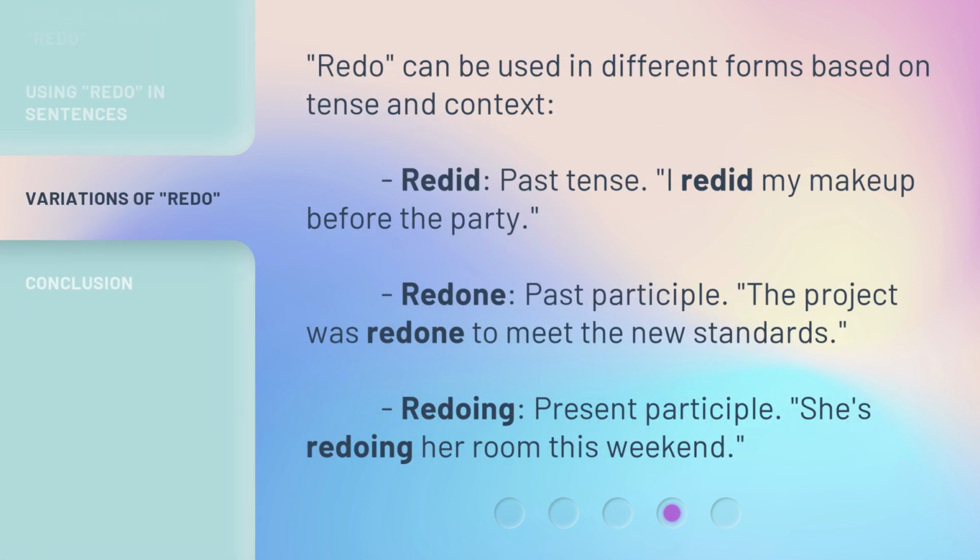Redo can be used in different forms based on tense and context. Redid, past tense. I redid my makeup before the party. Redone, past participle. The project was redone to meet the new standards. Redoing, present participle. She's redoing her room this weekend.